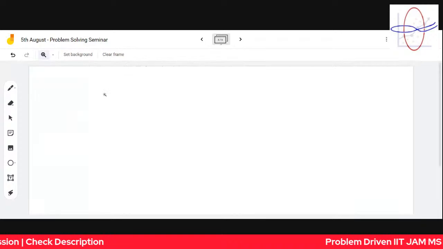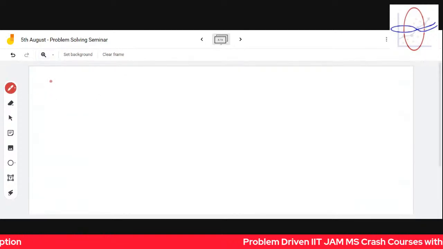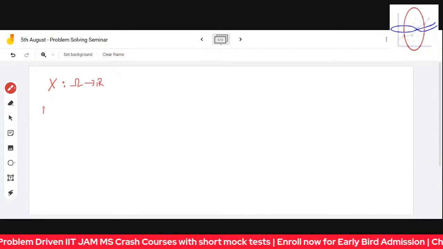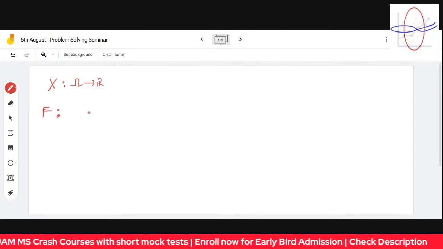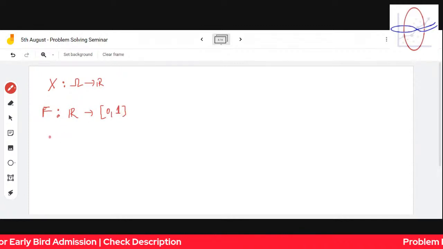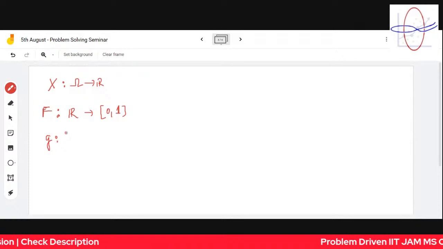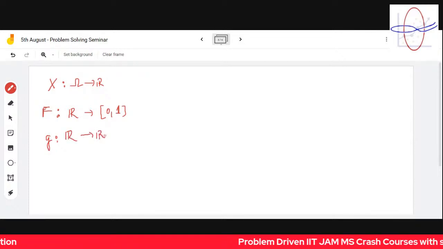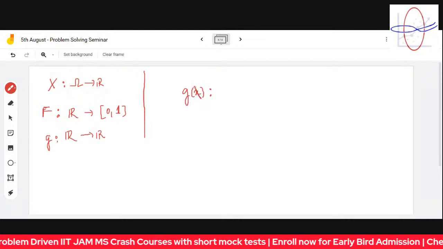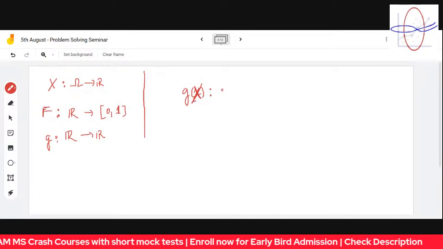So let's understand this. X is a random variable, so x is a function from the sample space to R. Now consider F. F is taking values from R to 0 comma 1. Okay, this is like the distribution function over here. You can generalize to any function, let's say g. G is a function from R to R. So what we're trying to understand is, what is g of x then?